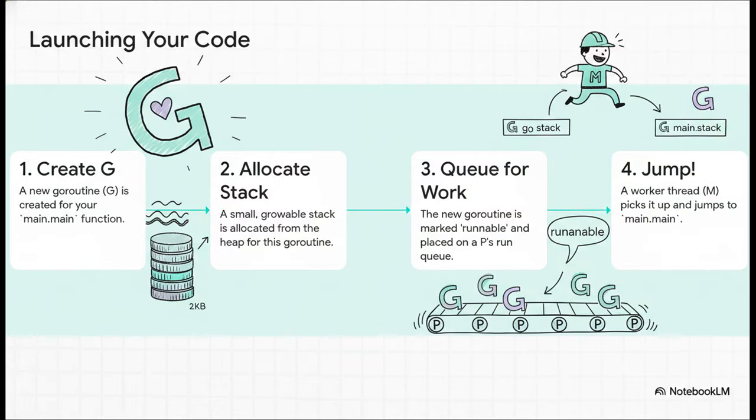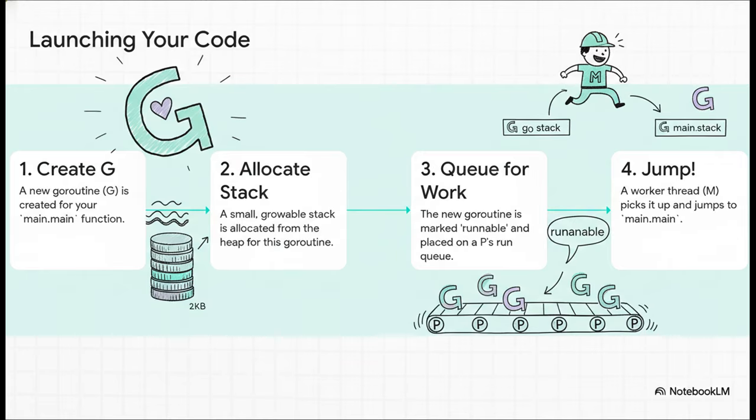It calls a function called new proc to create a brand new standard Go routine. But this one is special. It's configured to execute our main function. A small standard 2 kilobyte stack is allocated for it from that newly created heap. This new Go routine is then marked as runnable and is placed into the local run queue of one of the available Ps. Now, finally, the scheduler has work to do.